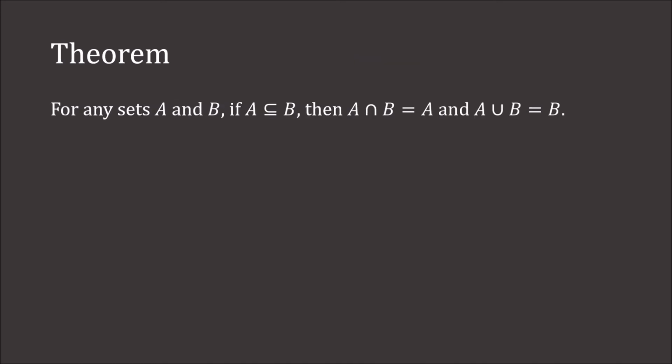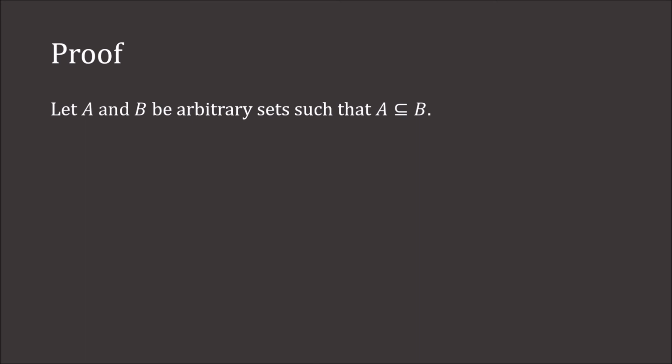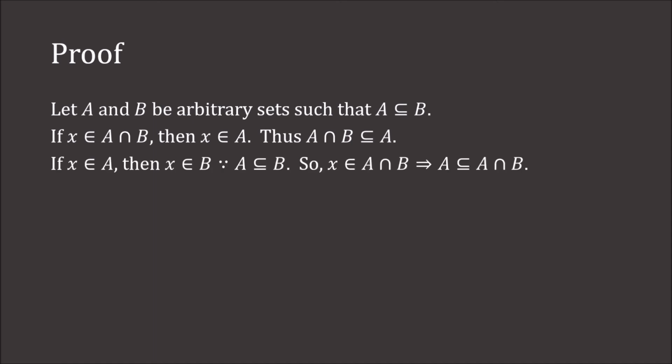Now, for any sets A and B, if A is a subset of B and A intersect B is A, then A union B is B. So let A and B be arbitrary sets such that A is a subset of B. If x is in A intersect B, then x must be in A. Thus, A intersect B is a subset of A. If x is in A, then x must be in B, because A is a subset of B. So again, x is in A intersect B, which means A is a subset of A intersect B. So A intersect B must be equal to A.